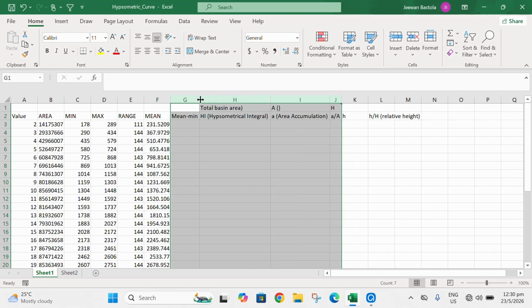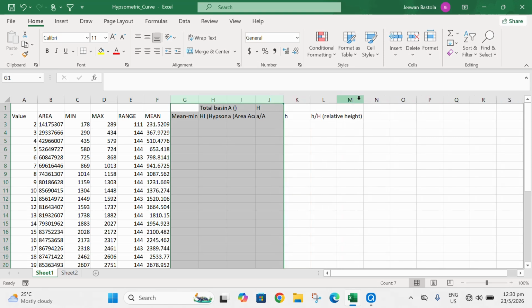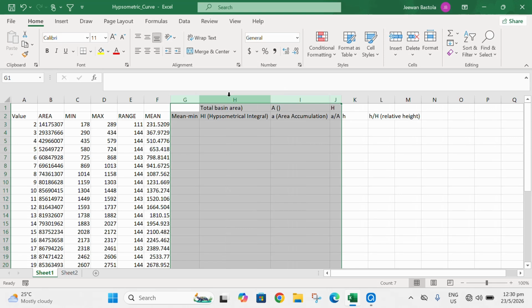So in order to generate the hypsometric curve, we have to have the minimum, mean, and maximum data of the particular DEM. Then we have to calculate the hypsometric integral.